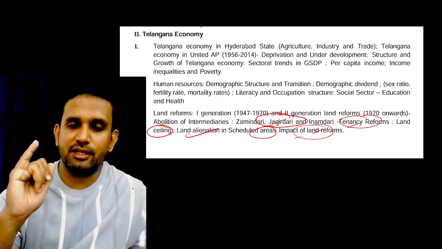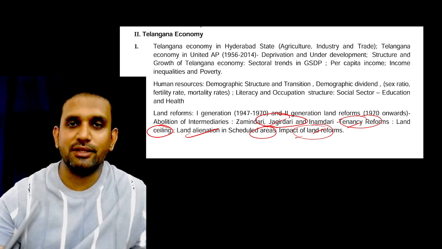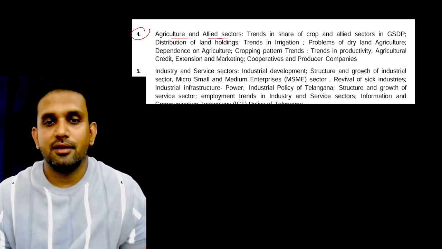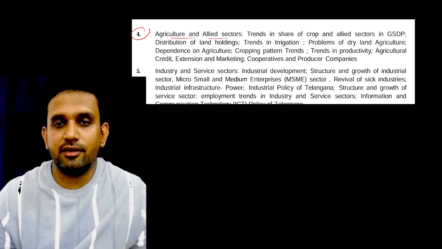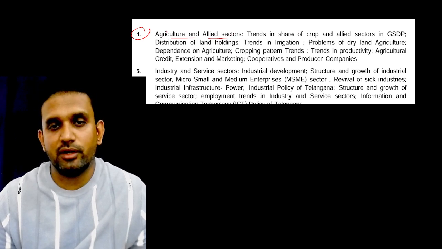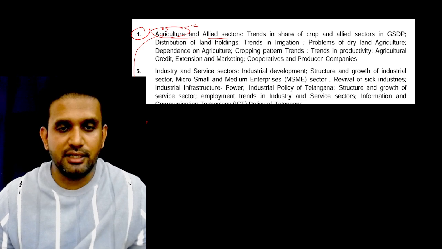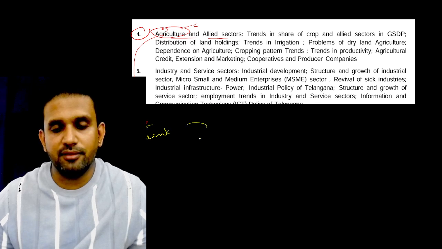So the first one is economy, the second one is human resource, the third one is land reforms. The fourth is all about agriculture and allied. So agriculture, how is the agriculture of Telangana? What are the salient features of agriculture? What are the challenges? So these points you have to remember. Salient features of the agriculture sector are very important. Then after learning that, you should be knowing how the agriculture sector looks like in Telangana.